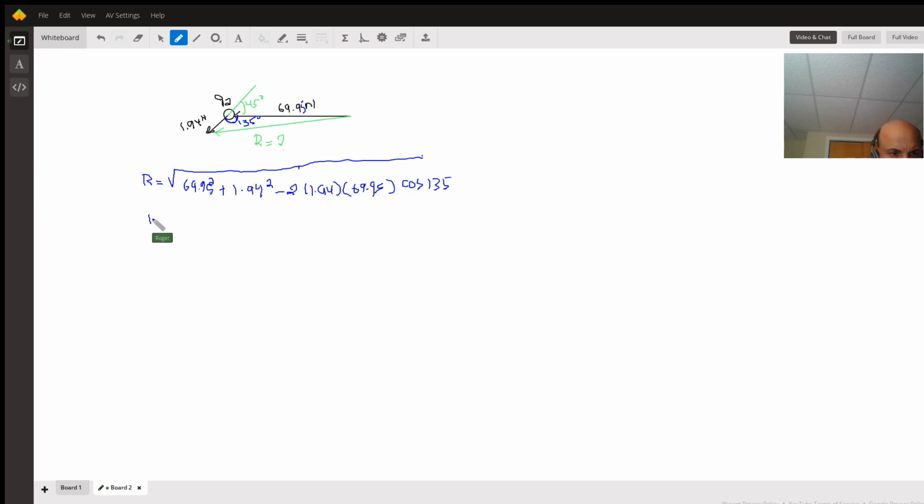Okay, so R is going to be, I have to compute this because I have not completed this problem before I started it. The square root of 69.95 squared plus 1.94 squared minus 2 times 1.94 times 69.95 times cosine 135. That is the square root of 5088.6. So the resultant is the square root of that, 71.3 Newton.